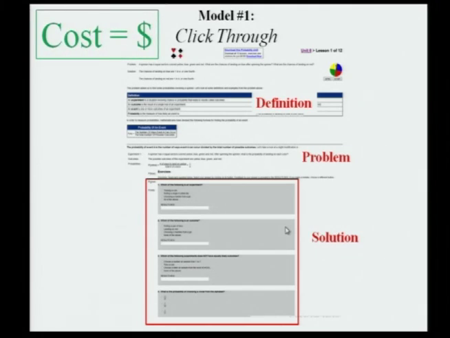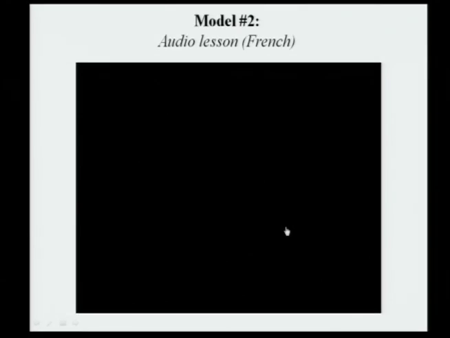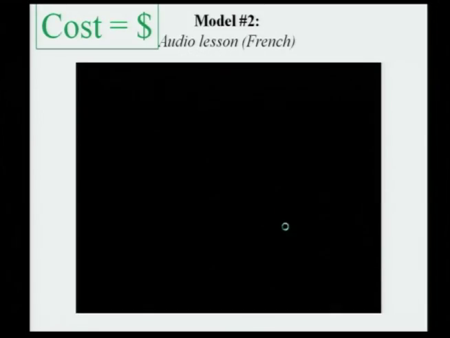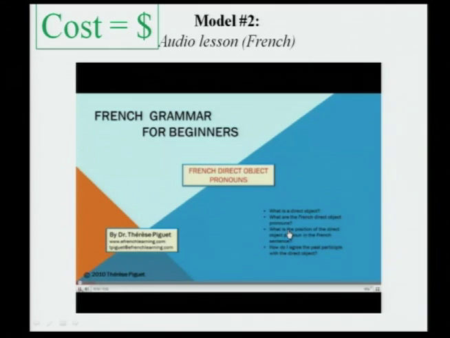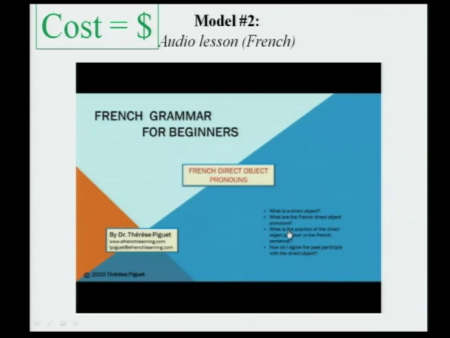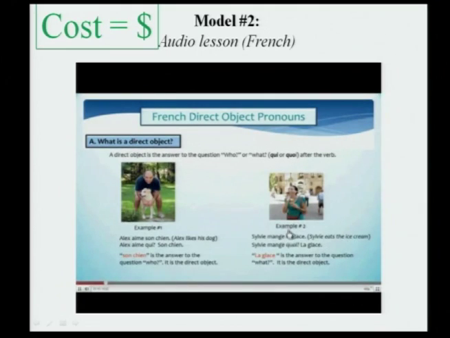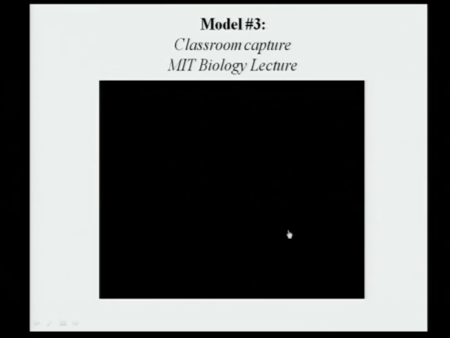Next, the cost, very low. I like Arnold's idea of just single dollar signs, triple and so forth. Okay, audio lessons, that might be just a step up. French lesson, you have a voiceover with an earphone and they march through these. We don't have to go into that. Very low cost. Model 3, classroom capture.